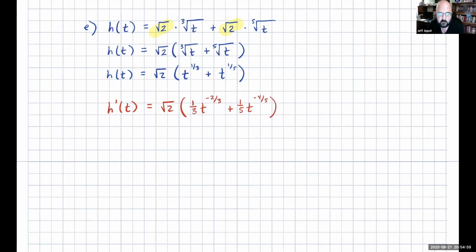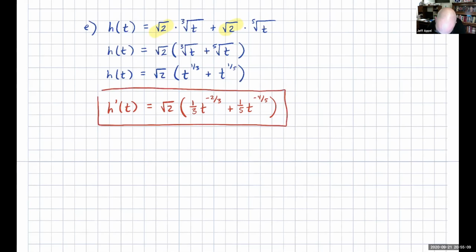And honestly, you can leave your answer like this. You don't need to distribute the root 2. You can leave the negative exponents, that's fine, unless you're specifically told to get rid of them, but I can't imagine that being an issue. There's your derivative. Okay, let's see.